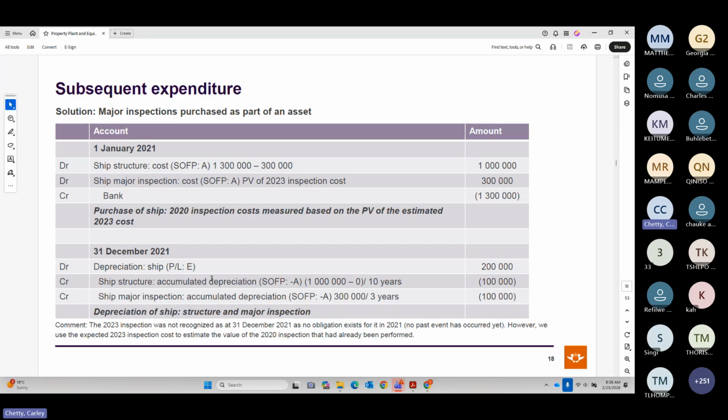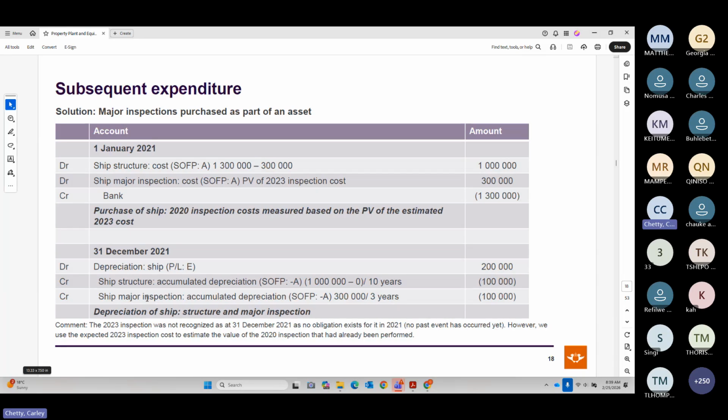So we are going to have a look at the structure first. The structure cost was 1 million and the residual value was 0. They told us in the question that the useful life is 10 years. So we're going to take the 1 million ship structure divided by the useful life of 10 years, and we're depreciating for the whole year. So we get ship structure depreciation of 100,000 Rand.